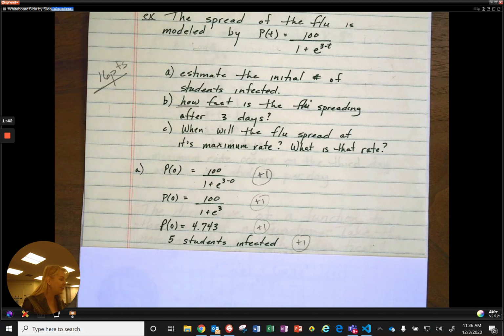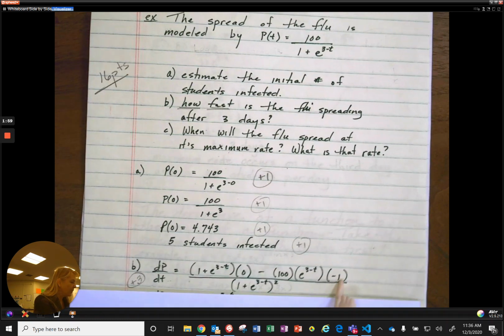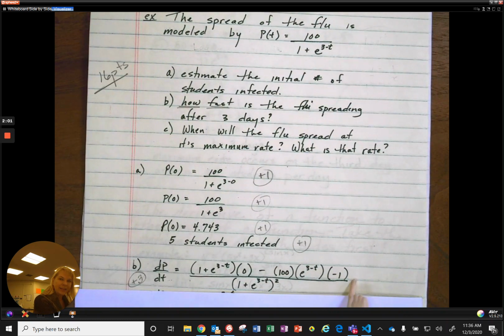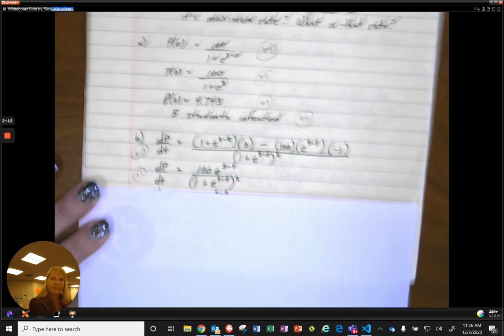In order to take the derivative of this, I need to do the quotient rule. That is a 3-point step right there. Low D high minus high D low over low squared. Don't forget that chain rule right here when you're taking the derivative of e to the 3 minus t. All right, how does that simplify? Simplifies to this.